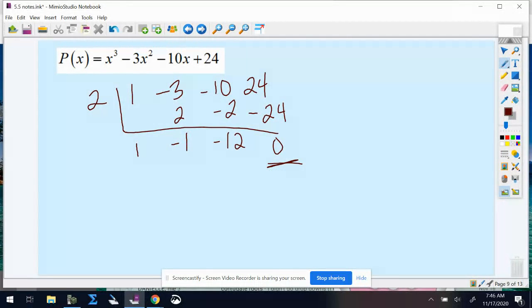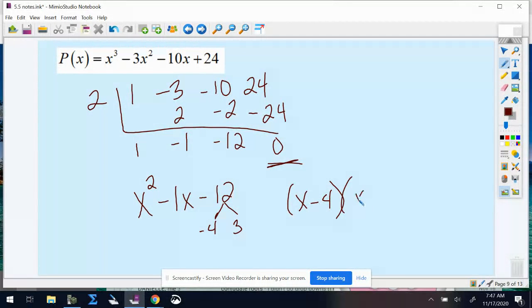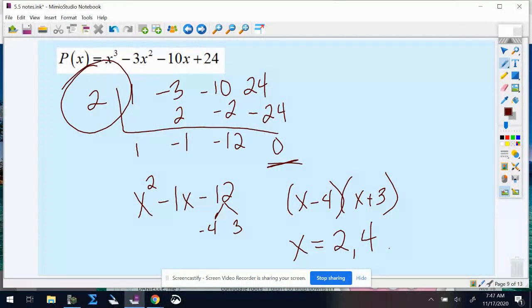At this point, I can do synthetic again, or just give you your options. I can write down what's left. So I'm left with x squared minus 1x minus 12. And that actually factors. I need numbers that multiply to get -12 and add to get -1. So that's -4 and 3. So it factors to x minus 4, x plus 3. So my solutions are the 2 that I found up here when I did synthetic, 4 from this factor, and -3 from this factor. So I'm kind of combining skill sets to be able to prove all the places that I see on the calculator where it equals 0.